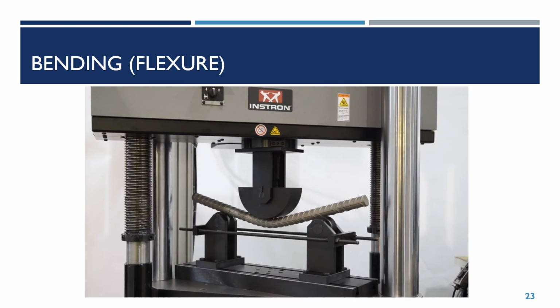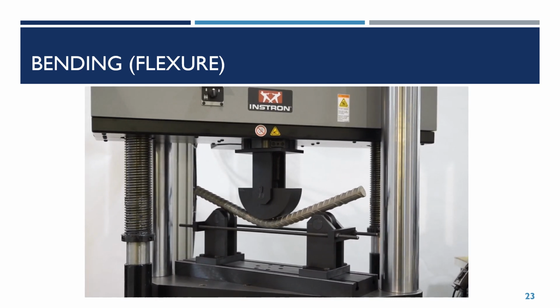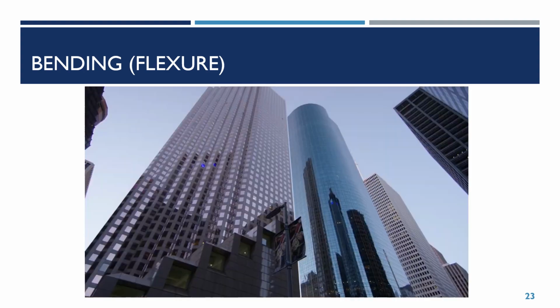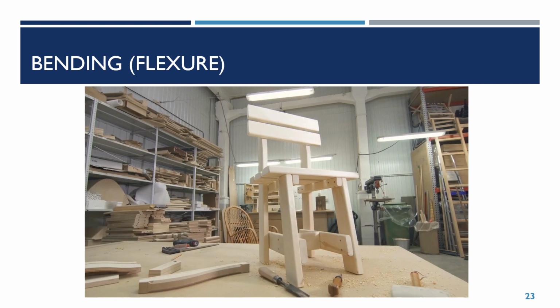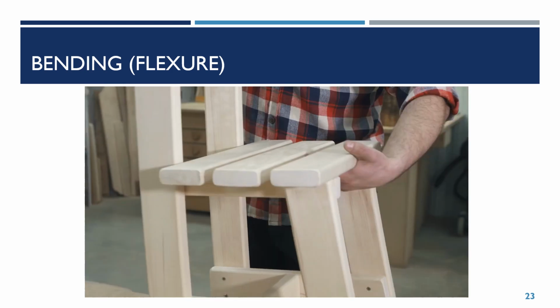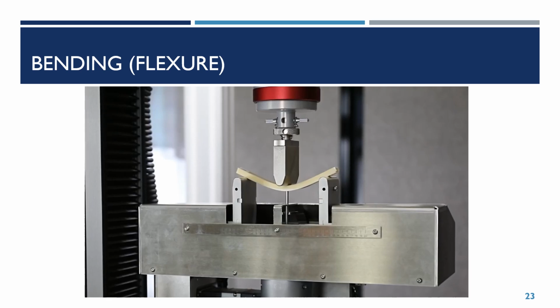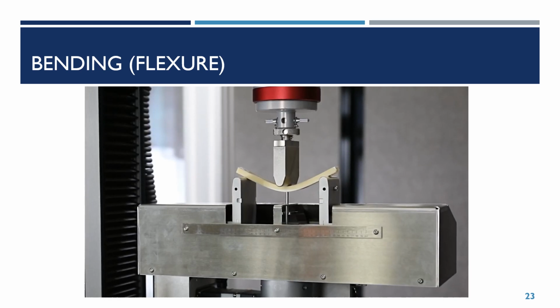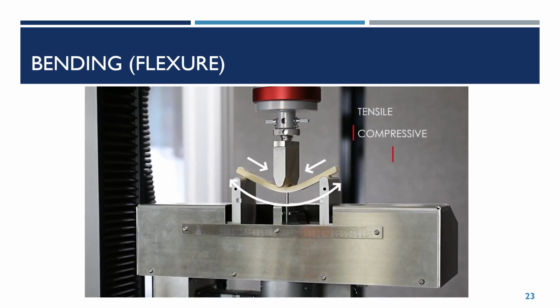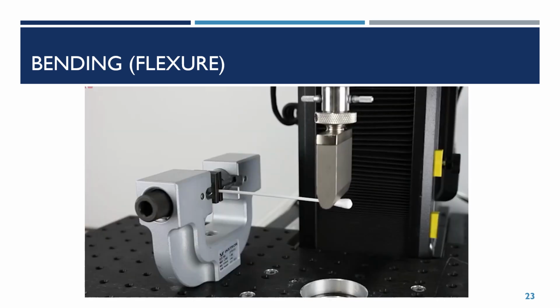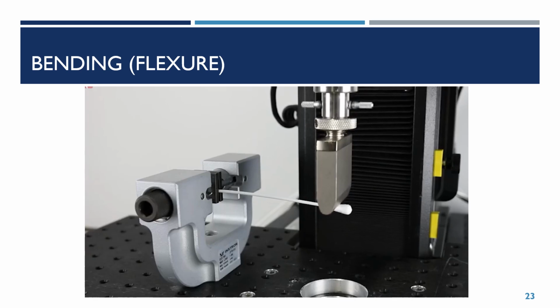While many people think of these materials as being brittle, they are often relatively ductile, which allows them to be used for support structures like skyscrapers, bridges, and even simple things like chairs, all of which experience flexural loads in everyday use. As a material bends or flexes, it is subjected to a complex combination of tensile, compressive, and shear forces. Because of this, bend testing is performed to mimic realistic loading situations.